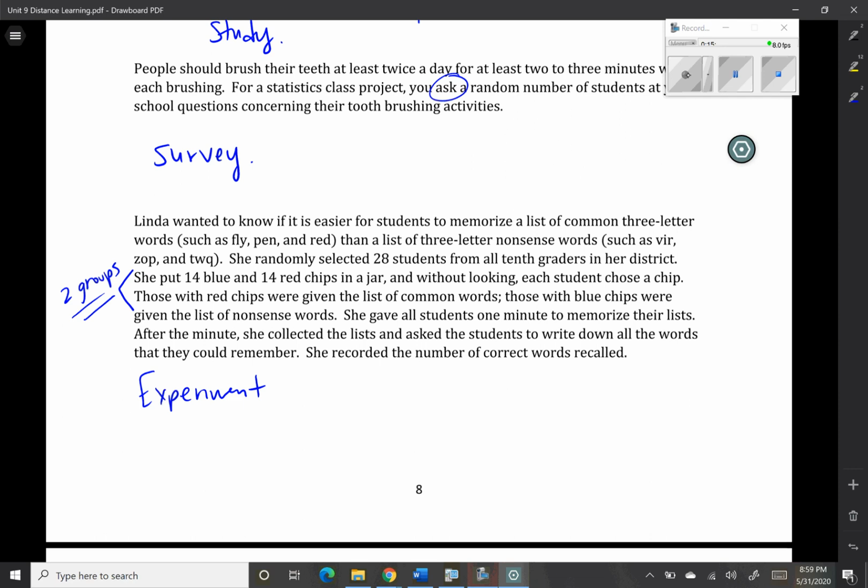So we have two groups that are randomly assigned, and we're determining whether or not there's cause and effect here. Is there an effect on whether or not I'm giving you real words or not real words? So it's an experiment because we can clearly see that there is cause and effect. Normally, when you see that two groups are being created, it's probably going to be an experiment. I don't like to say always here, but we'll say probably, because that usually determines that we have a test group and we have a control group.